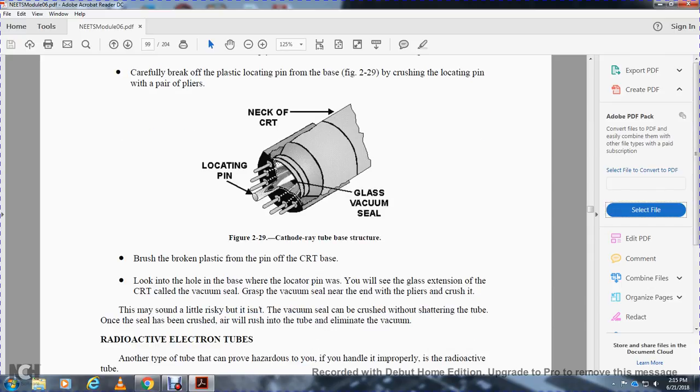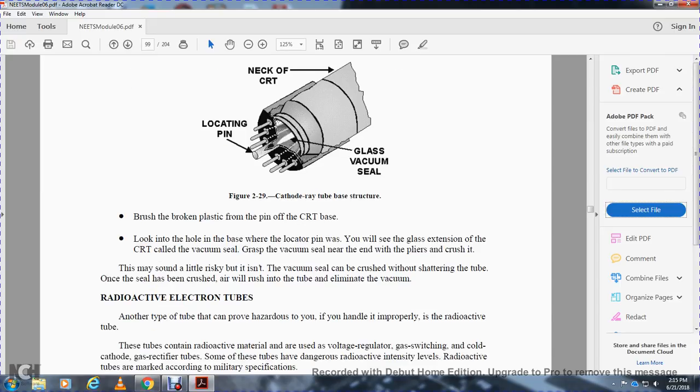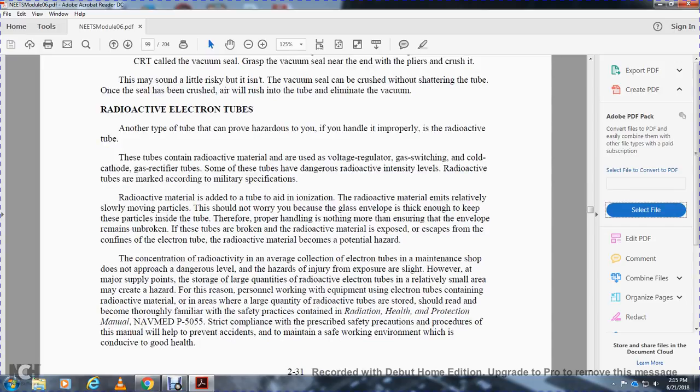Brush the broken plastic from the pin off of the cathode ray tube base. Locate the hole in the base of the locator pin. You will see a glass extension from the cathode ray tube called the vacuum seal. Grab the vacuum seal near the end with the pliers and crush it. This may sound a little risky, but it isn't. The vacuum seal can be crushed without shattering the tube. Once you see that it has crushed, air rushes into the tube, releasing the vacuum.